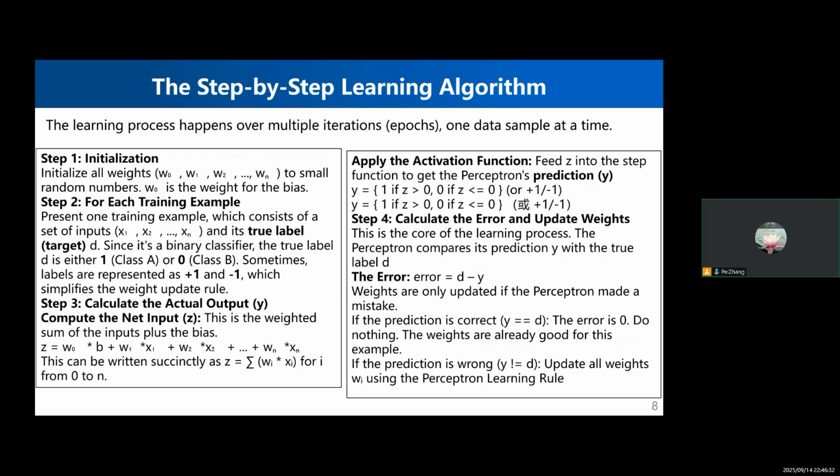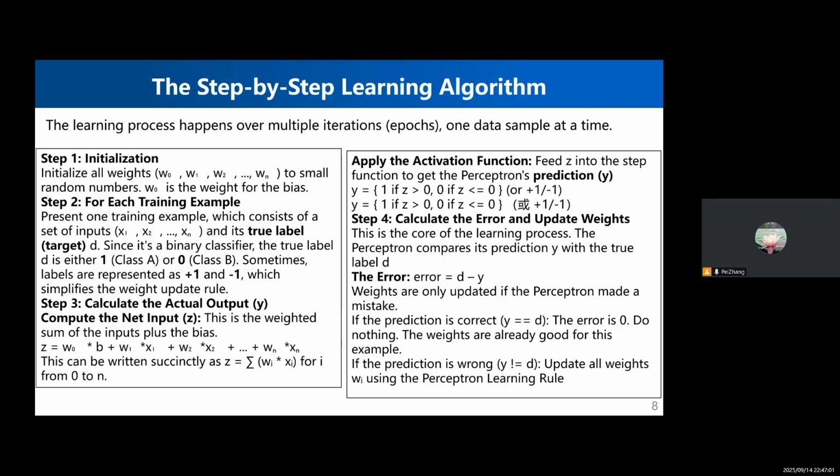The second step is to present one training example, which consists of a set of inputs and its true label, the target. Since it's a binary classifier, the true label D is either 1 or 0. Sometimes labels are represented as +1 or -1, which simplifies the weight update rule.